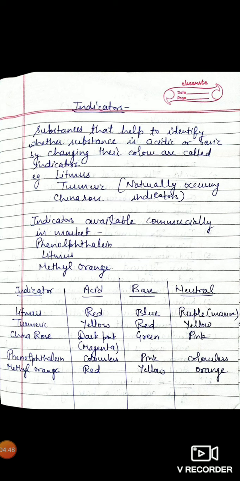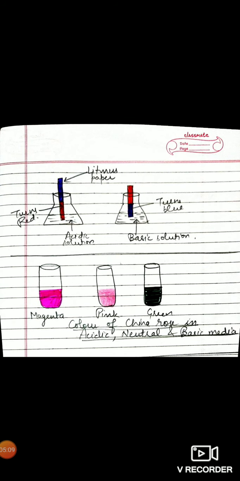If we dip the blue litmus strip in an acidic solution, its color will become red. In the same way, when we put the litmus strip into a basic solution, its color becomes blue, and litmus gives purple, or we can say mauve color, with a neutral solution. Here it is given by this diagram.